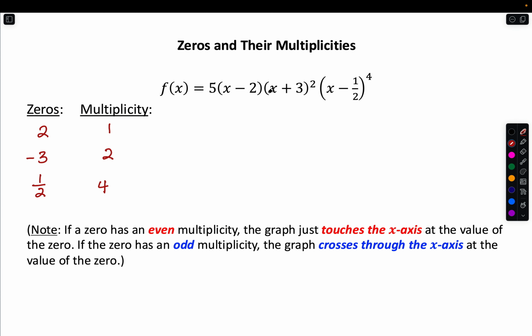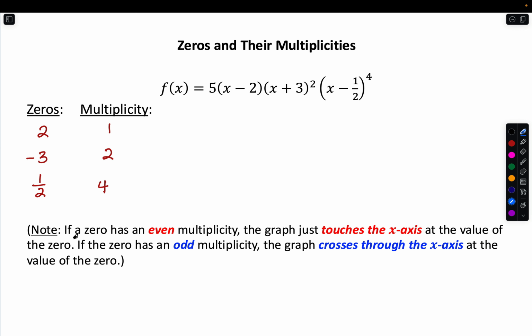Now, when you have linear factors like this, so all of them are just x to the first, x to the first, x to the first, you can actually calculate the degree of your polynomial by just adding these multiplicities. So if you add 1 plus 2, that's 3, plus 4 is 7. So this polynomial actually has a degree of 7.